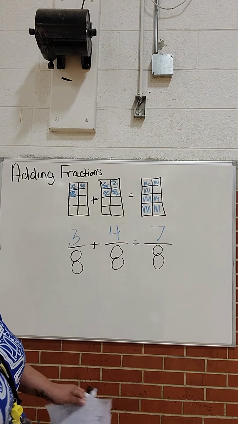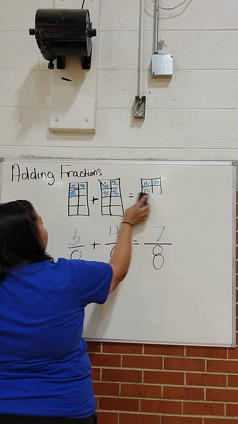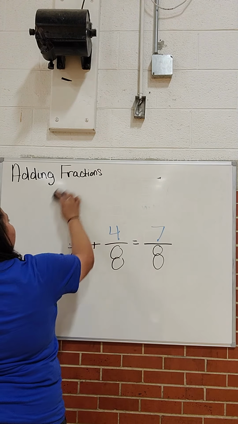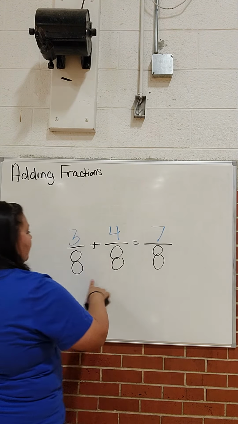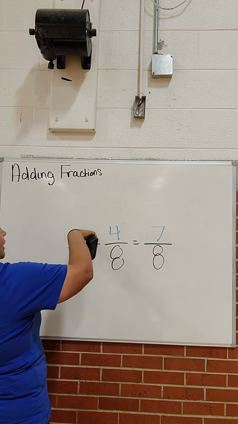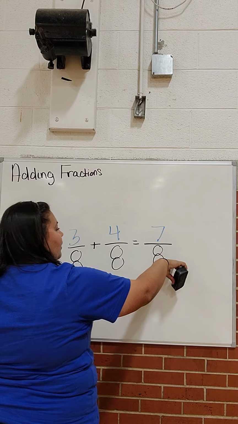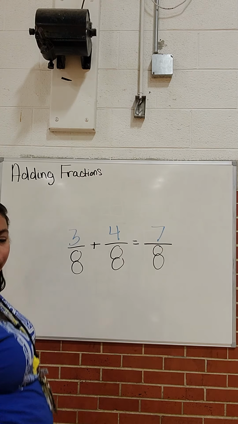Without the picture though, the same thing would apply. You would just bring across your denominators, only add the numerators, and then you've got it, and it's in simplest form.